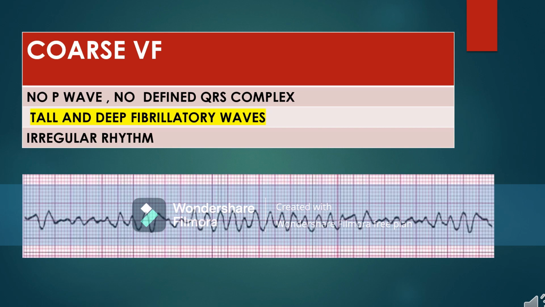Coarse VF. There is no P wave, no defined QRS complex. The key feature is tall and deep fibrillatory waves. This is also an irregular rhythm.